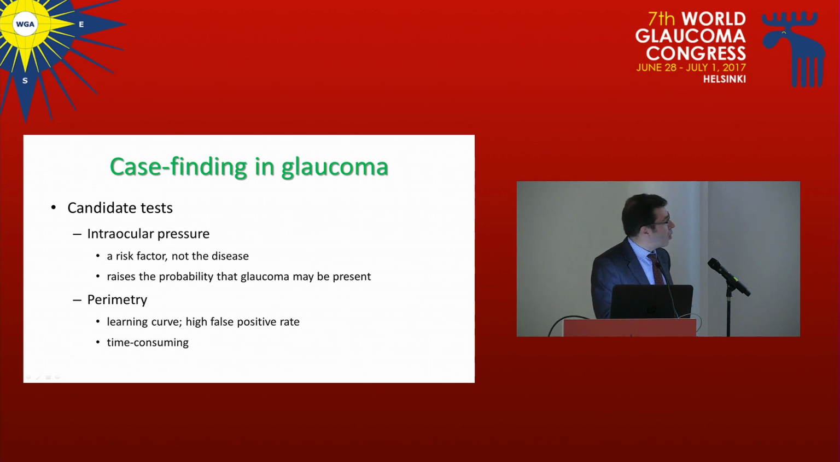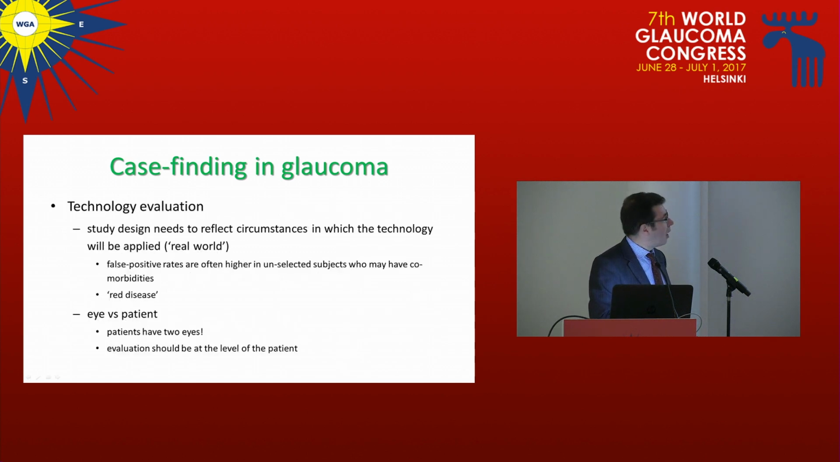Well, we could look at intraocular pressure, but we know that that's only a risk factor and not the disease. But it does raise the probability that glaucoma might be present, so it does have some utility. For perimetry, we have problems of a learning curve, high false positive rates in patients doing the test for the first time, and it's a more time-consuming test. So OCT is an obvious better candidate.